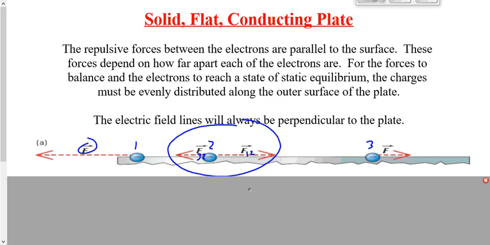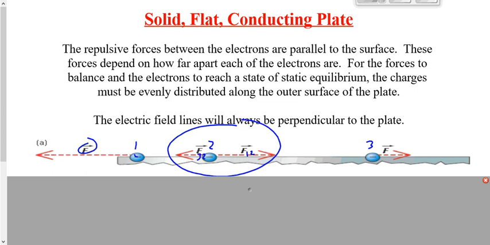Now, as it goes to the right, what's going to happen to the value of F12? Pardon me? No, F12 is not going to increase. As you get further away from number 1, it's going to decrease, right? F12 is going to go down. What's going to happen to F32? As you get closer to number 3, F32 is going to increase now, right? So F12 is going to decrease, F32 is going to increase. At some point, those two forces are going to be equal, right? Where do you think that's going to happen? When are those two forces going to be equal to each other, F32 and F12?